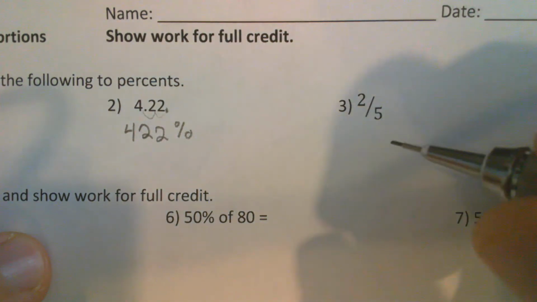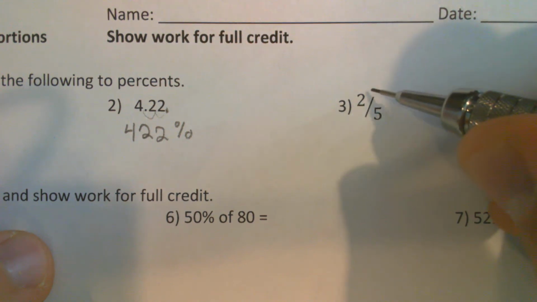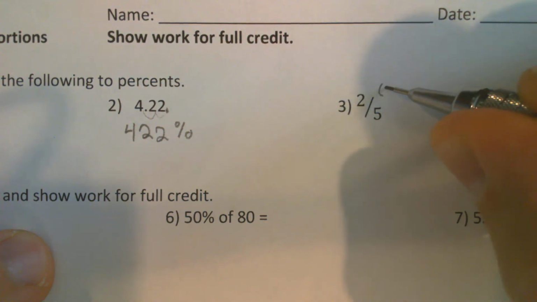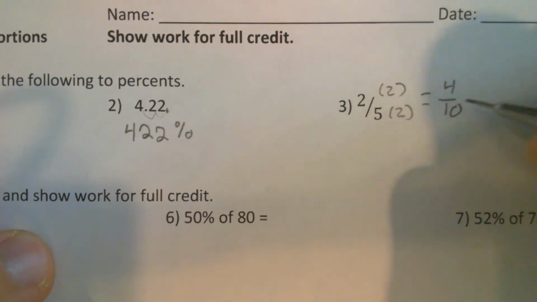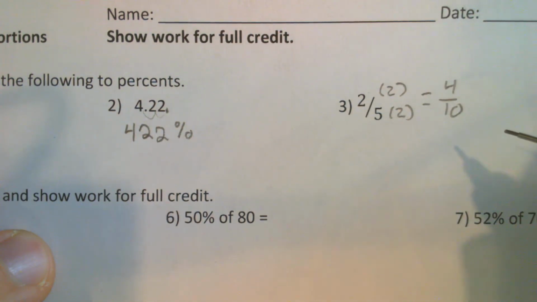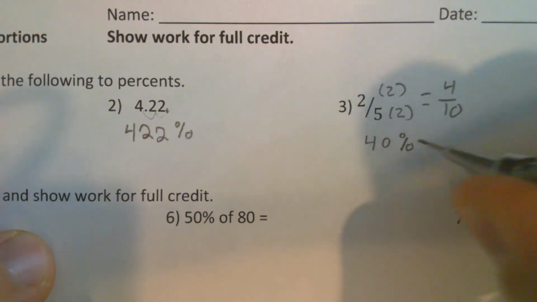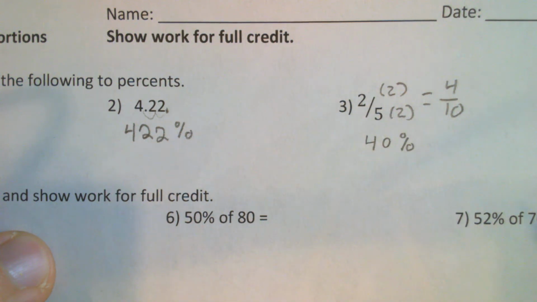Two-fifths. There's a couple ways to think about this. One trick I like to do is multiply the top and bottom by 2. If you multiply the top and bottom by 2, that will give you 4 over 10, which is going to be 40%. Another option is to put this directly in the calculator. You'll get 0.4 and then multiply by 100.